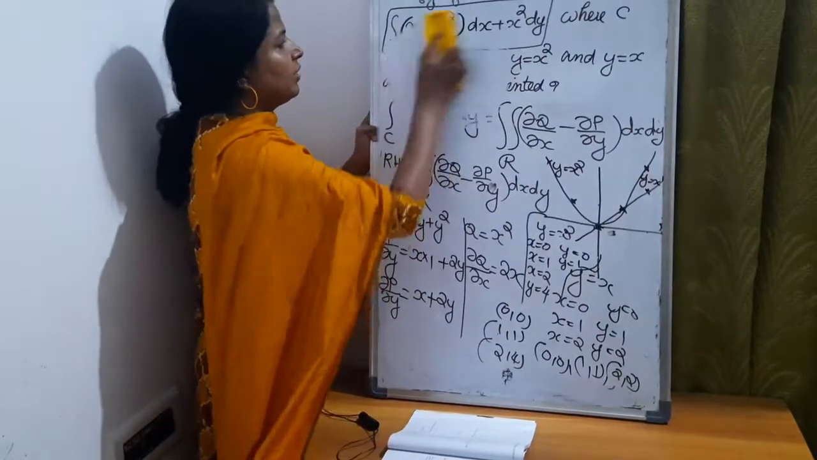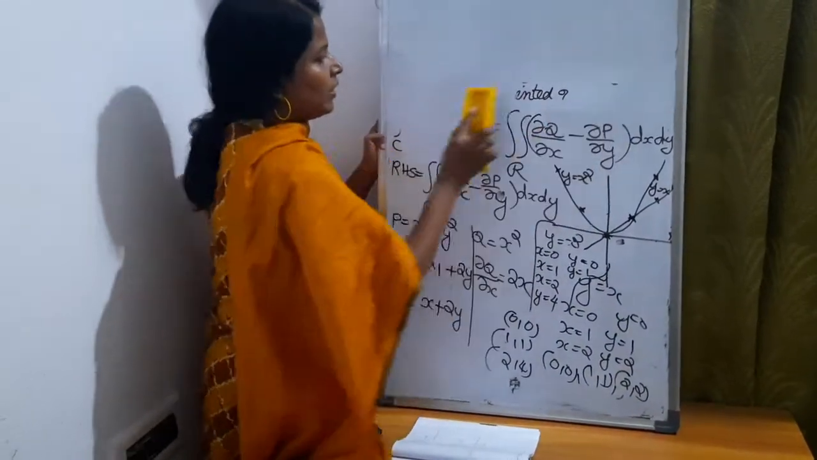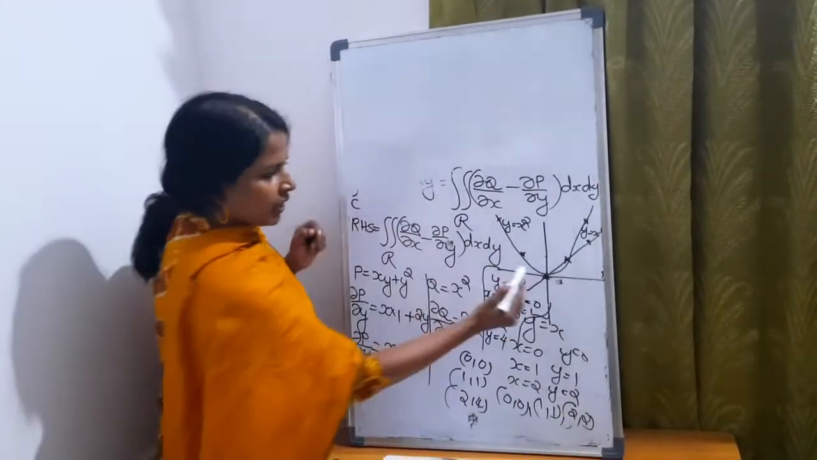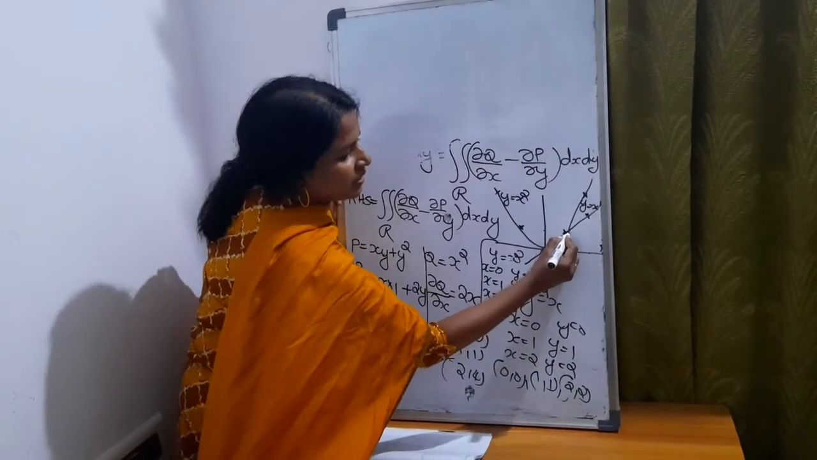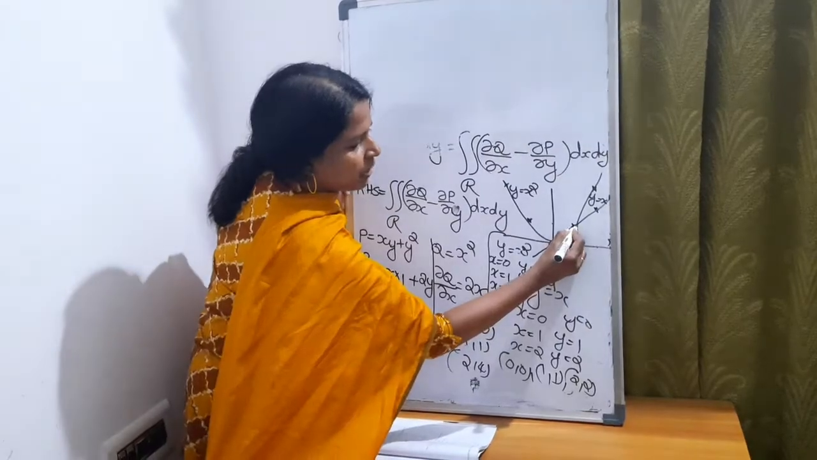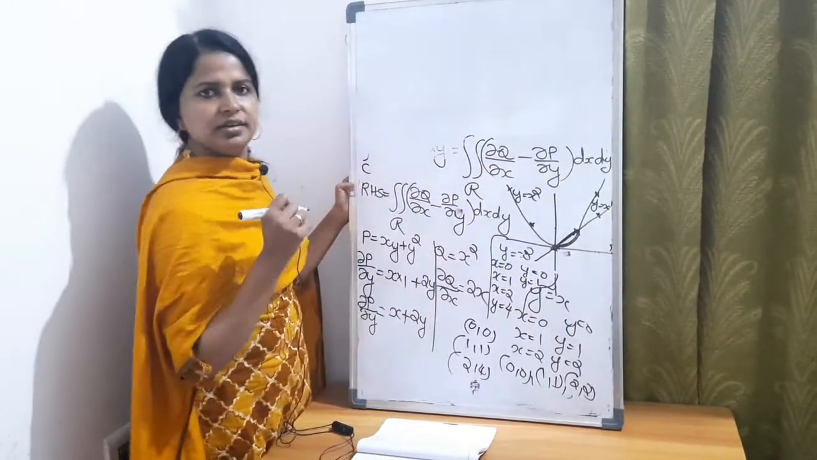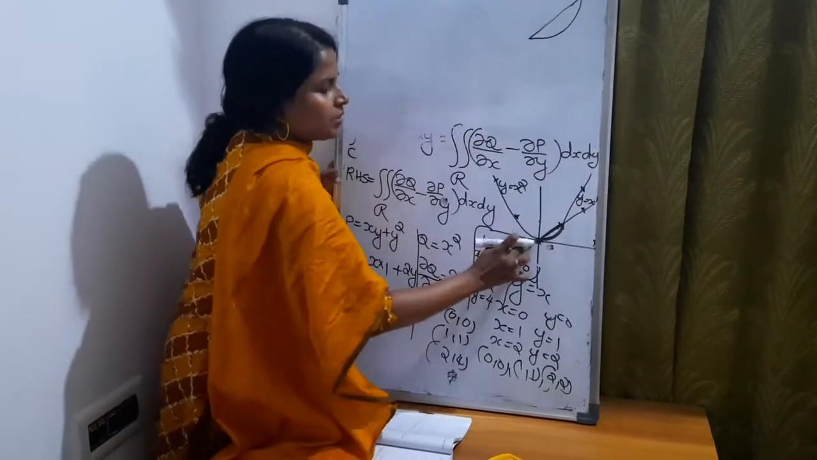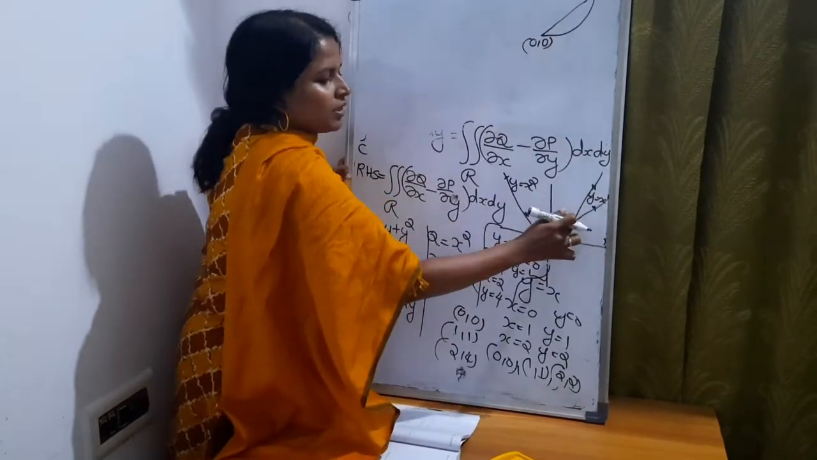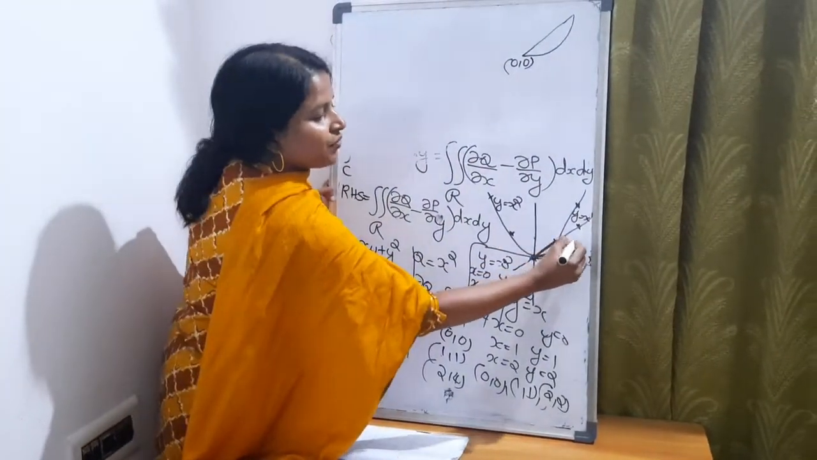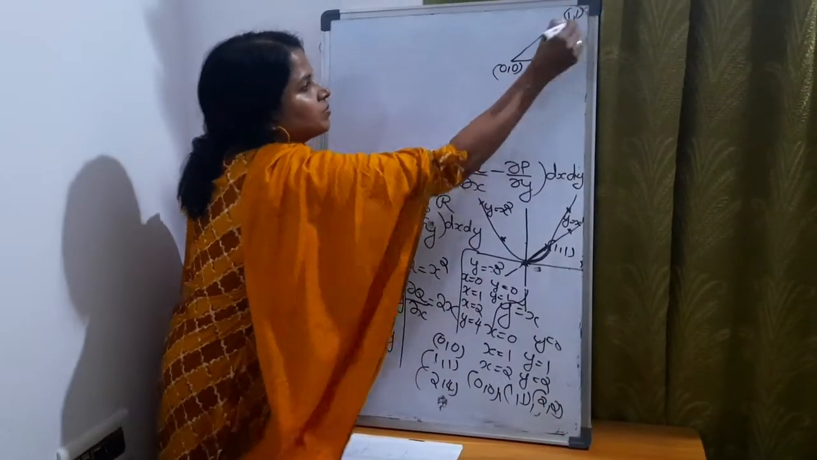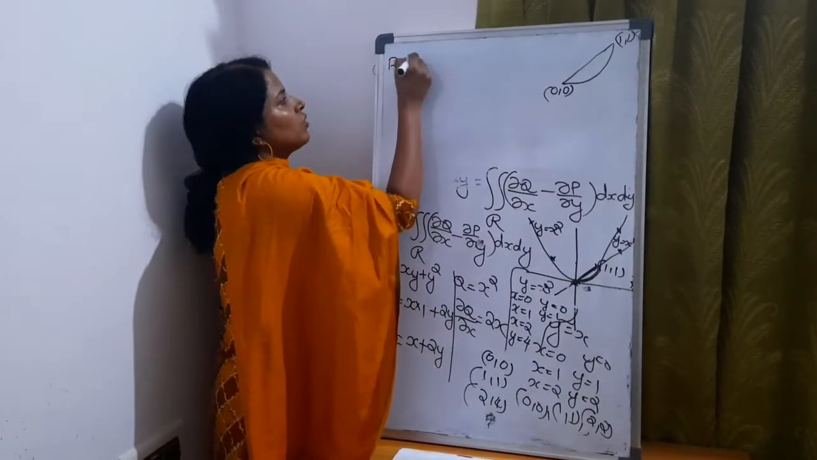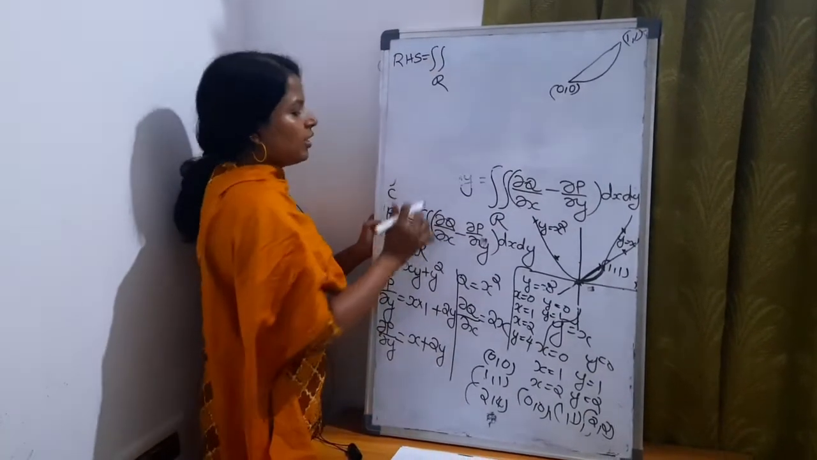Then in the question, positively oriented. This is the closed curve C. This part is the closed curve C. This point is (0,0), and the meeting point is (1,1).